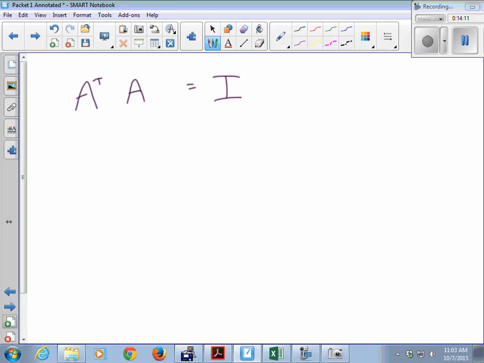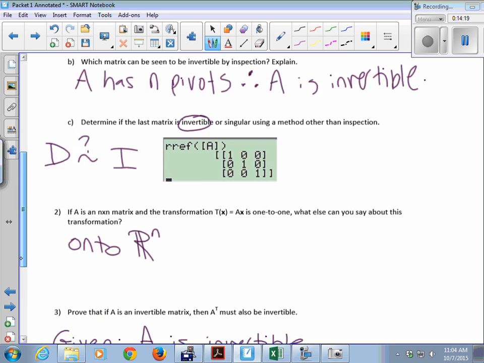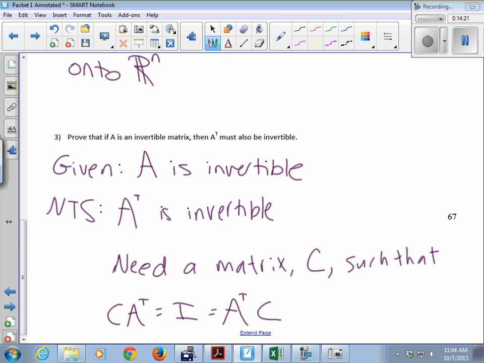Do you want me to give you one to try? Well, I can't, because this is for a generic A. I don't have any numbers or even any letters. I just know that A is n by n and that it's invertible. Yeah, well, we're going to prove this one little piece of it.